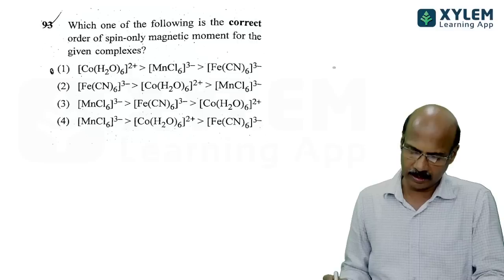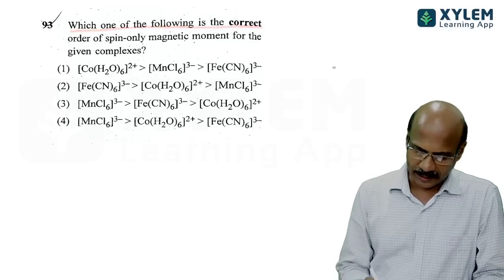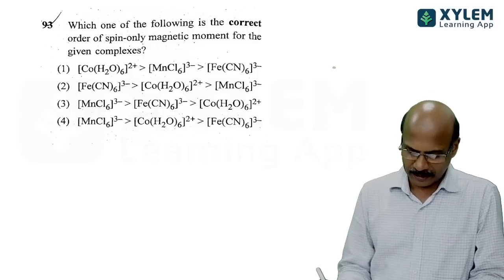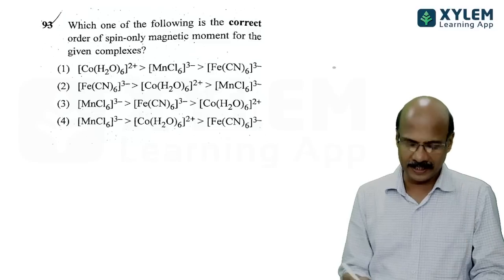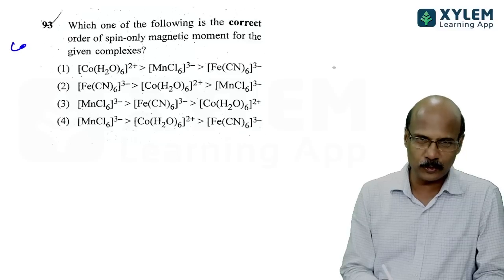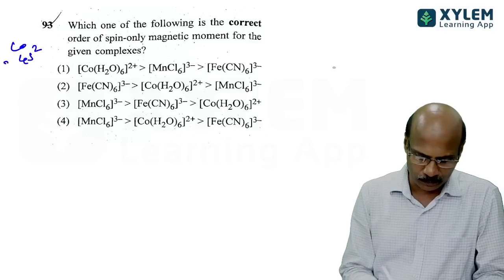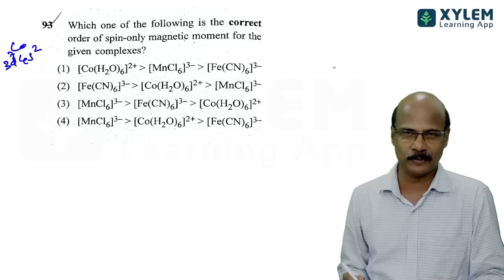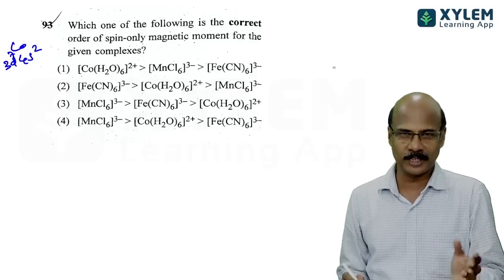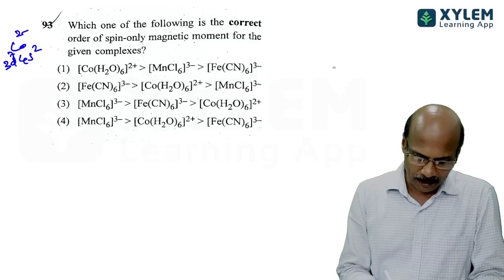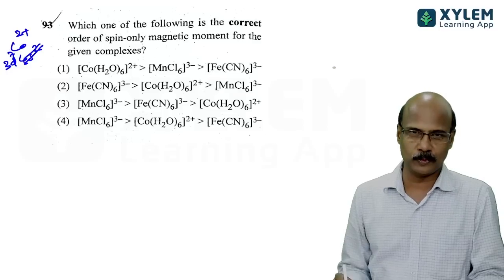Question number 93. Which one of the following is the correct order of spin-only magnetic moment for the given complexes? The three metals given here are cobalt, manganese and iron. You know the atomic number of cobalt is what? 27. 27 means what? 4s2 3d7. Because you know 20 means electron entered in 4s2. Then comes 4s2 3d7. Here cobalt exists in 2 plus state. Cobalt 2 plus means the 4s electrons are lost.